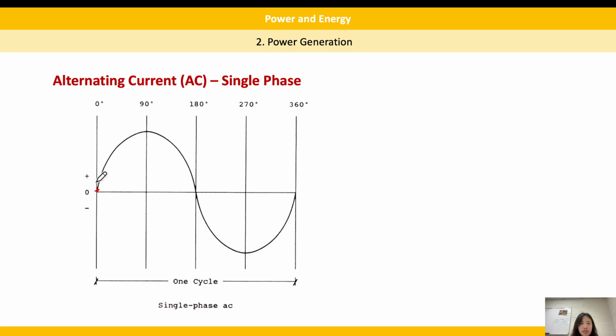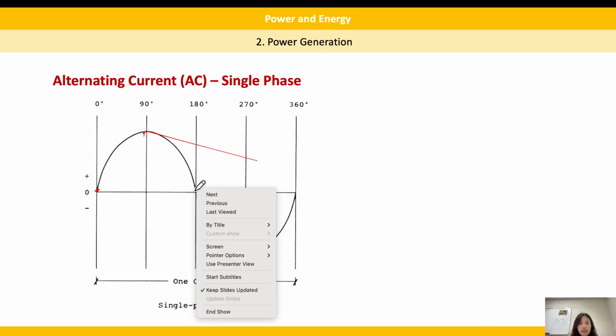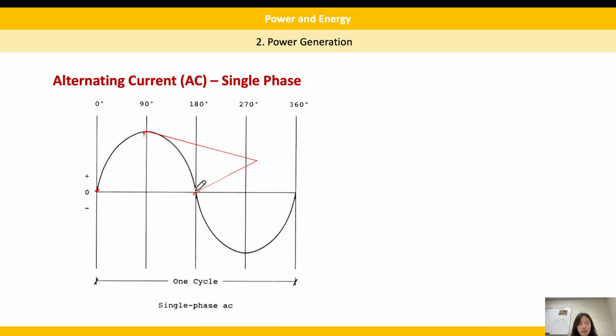degree, 0 voltage, and then it goes to the positive voltage at 90, and then goes back to 0 at the 180 degree, and then goes negative, and then goes back to the original. So this means it's one cycle, from positive to 0 to negative to 0. This total is one whole cycle for single phase.